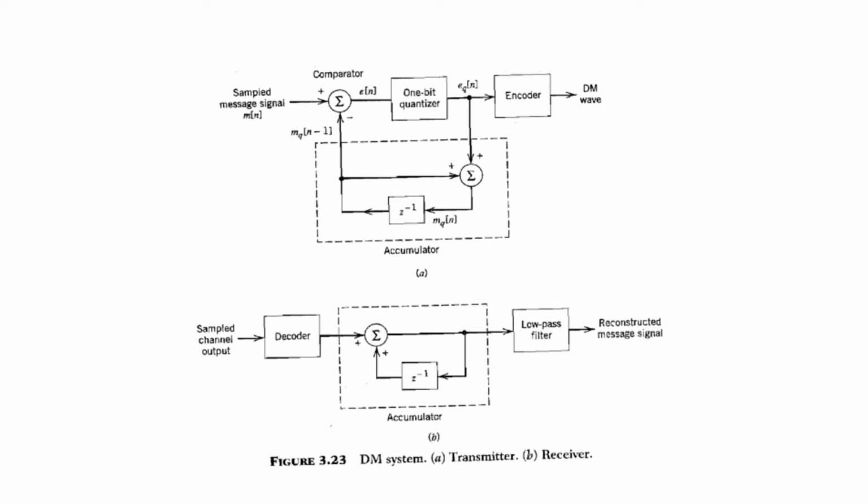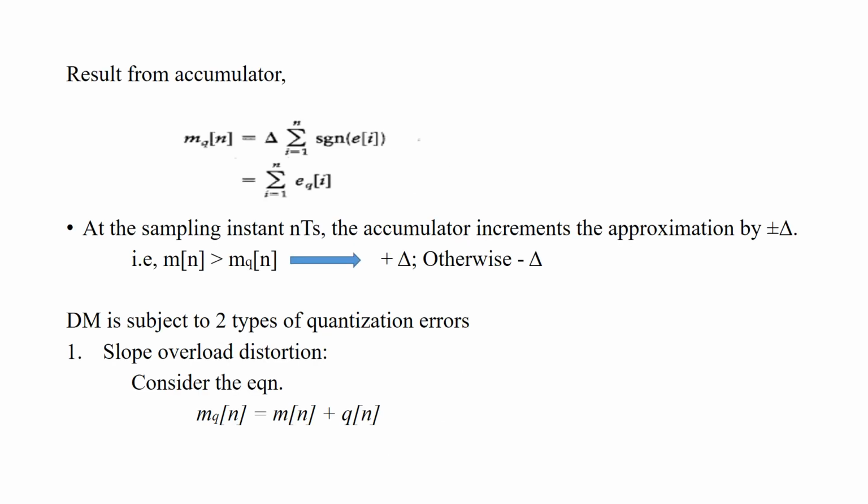The output of the quantizer is given to the accumulator, and the result we get is MQ of n is equal to delta sigma i is equal to 1 to n signum function E of i, which is equal to sigma i is equal to 1 to n EQ of i. At the sampling instant nTs, the accumulator increments the approximation by plus or minus delta. That is, if M of n is greater than MQ of n, that is, the input signal is greater than the approximation, the accumulator increments the approximation by plus delta, otherwise it will be minus delta.